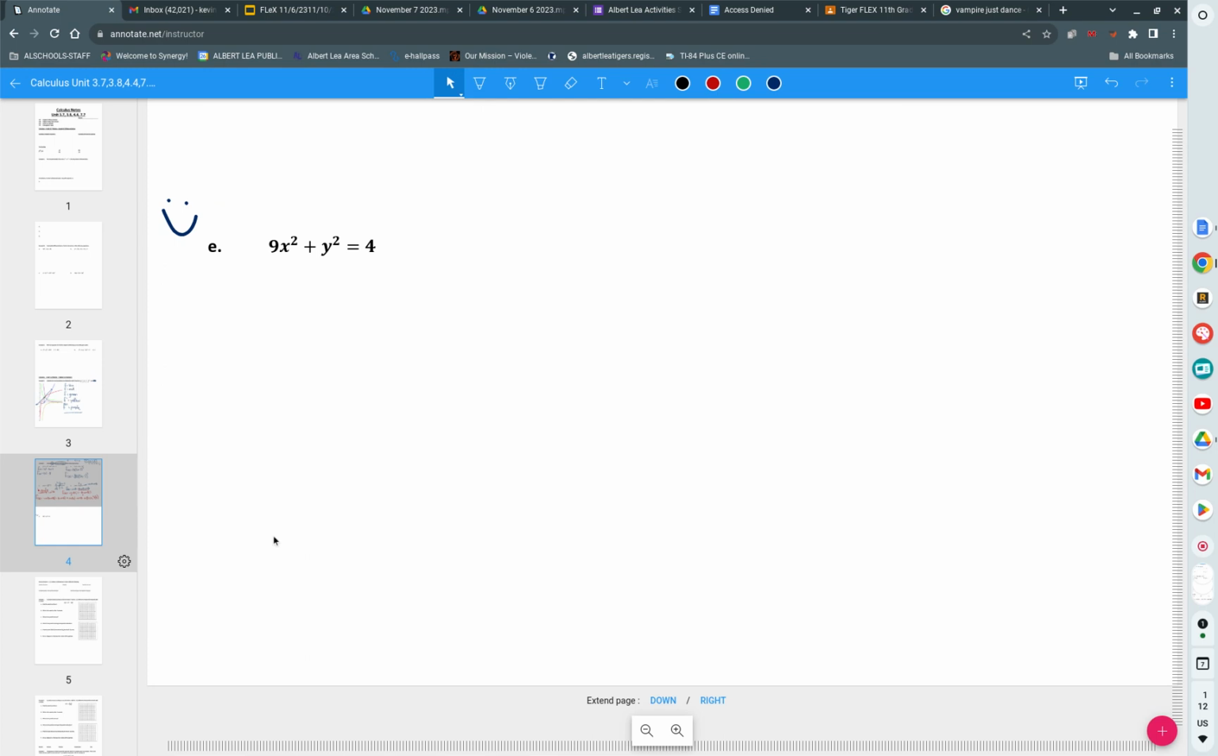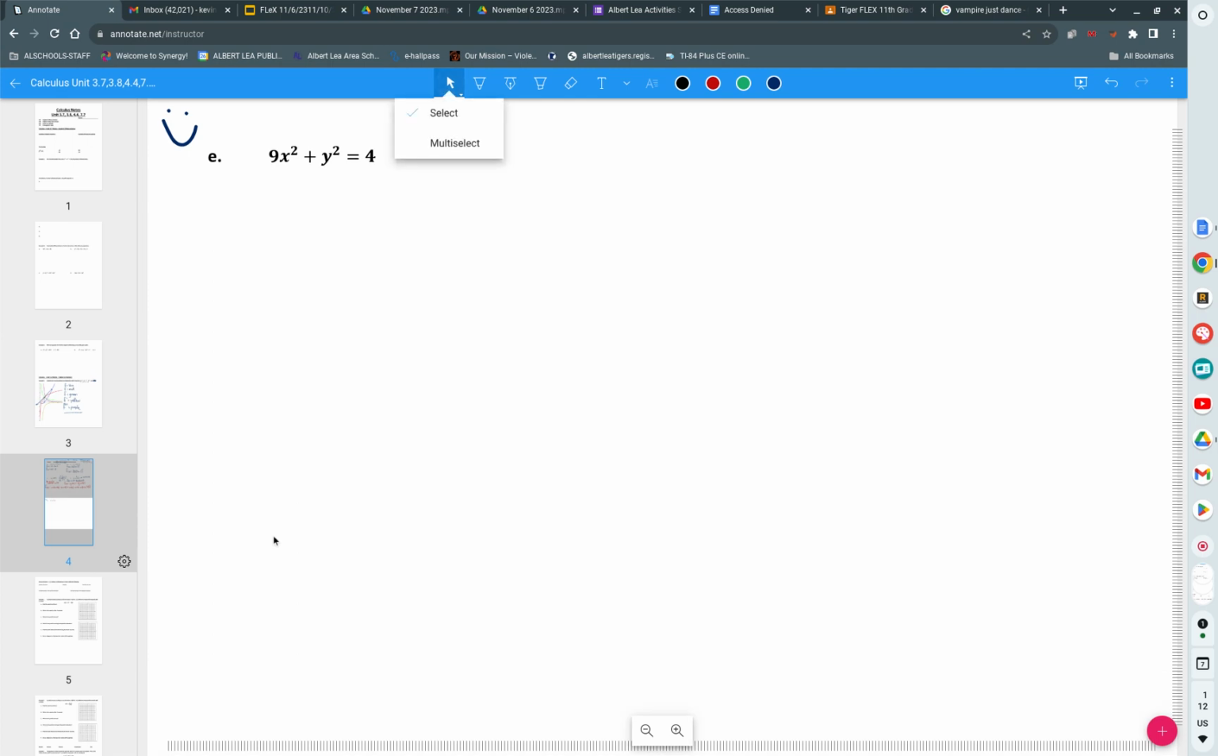So we end with this for today. We want to find the second derivative of 9x squared plus y squared is equal to 4. First of all, does anybody know what shape that makes? Close. It makes an ellipse. It makes an ellipse, because if those numbers are not the same, then it makes that shape.